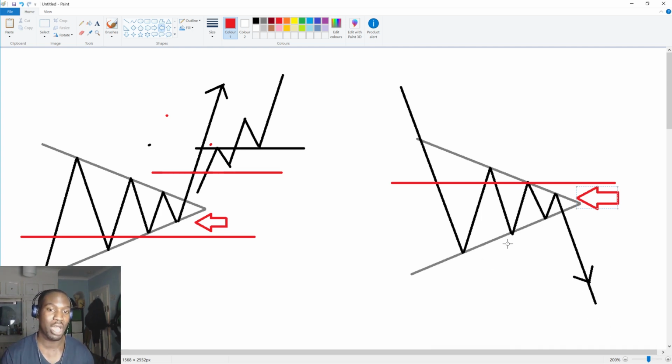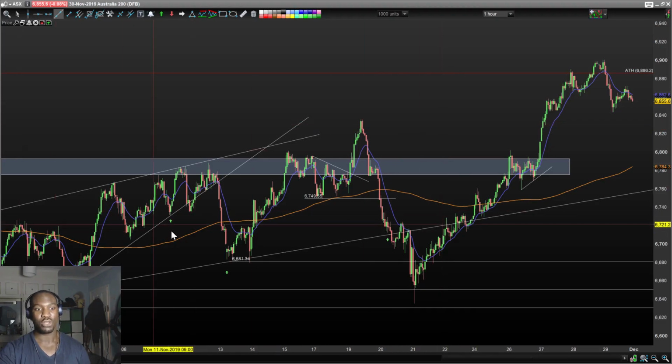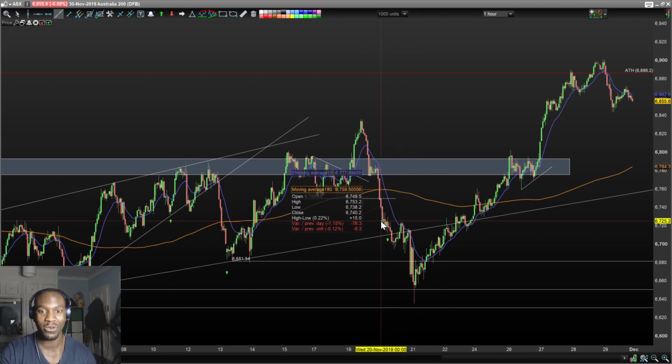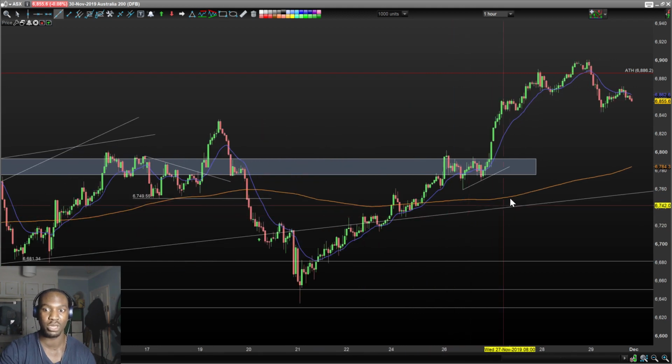Now I'm just going to show you this in a real life situation. It's all good and well showing it to you from a very theoretical standpoint, but sometimes it's great to look at real life charts where you can see it happening in action. So right now I'm looking at the ASX, which is the Australian Securities Exchange. It's the index for the Australian major stock exchange for the top 200 companies within the ASX.